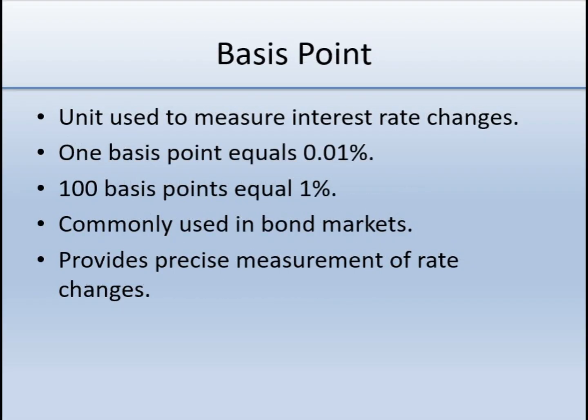Basis point. A basis point equals 1/100th of 1%, 0.01%. It is commonly used in bond and interest rate markets. For example, 100 basis points equals 1%. Using basis points avoids confusion when discussing small rate changes. It provides precision in financial communication.